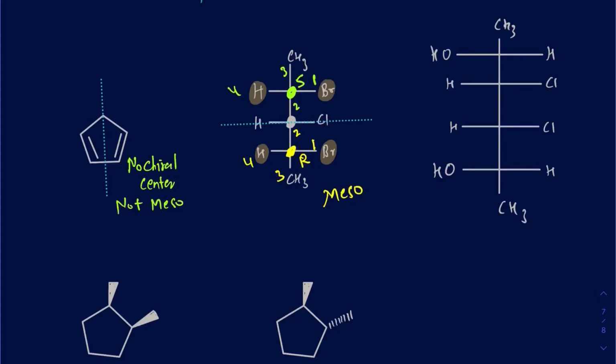What about the next one there? Well, in the next one, I have an internal plane of symmetry right there, where this chlorine is a reflection of the other chlorine on the bottom side, and I can say this OH is a reflection of the other OH on the bottom side. Since we have a total of 4 chiral centers, and the top portion of the molecule is the mirror image of the bottom portion of the molecule, that's going to make it a meso compound as well.